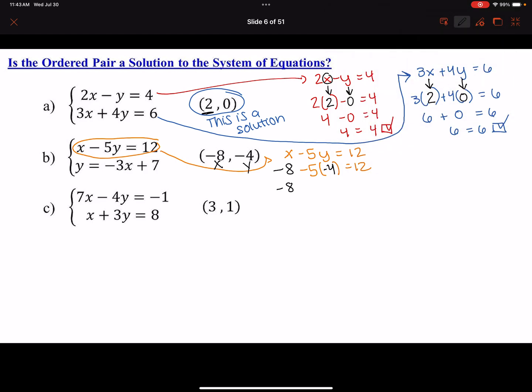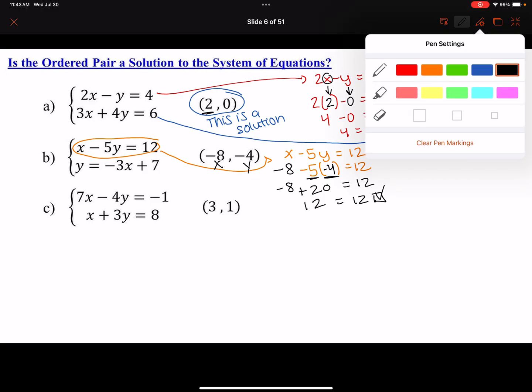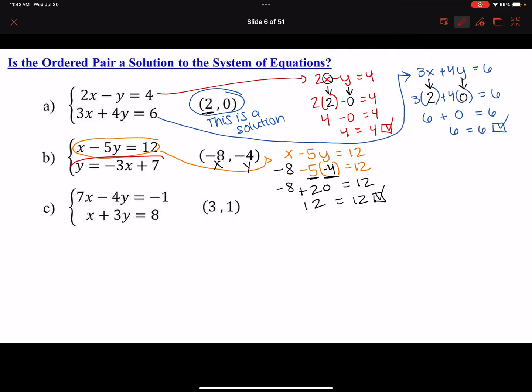I should have negative 8, and then negative 5 times negative 4 gives me a positive 20 equals 12. Negative 8 plus 20 is 12. Does 12 equal 12? Yes. Okay, so it's a solution to the first one. But just like last time, I have to check, does it also work for the second one? Now I'm going to try with the second equation.